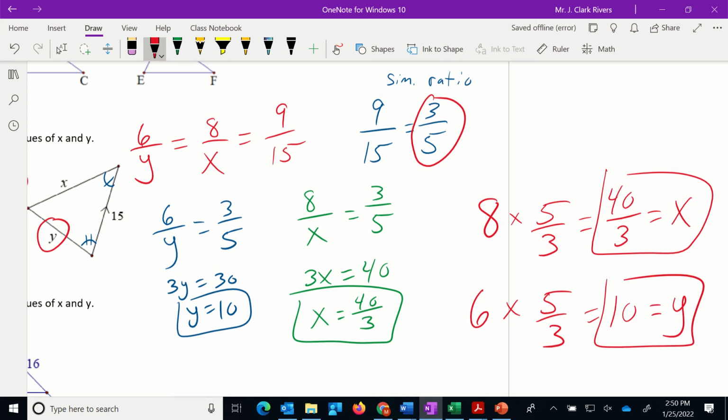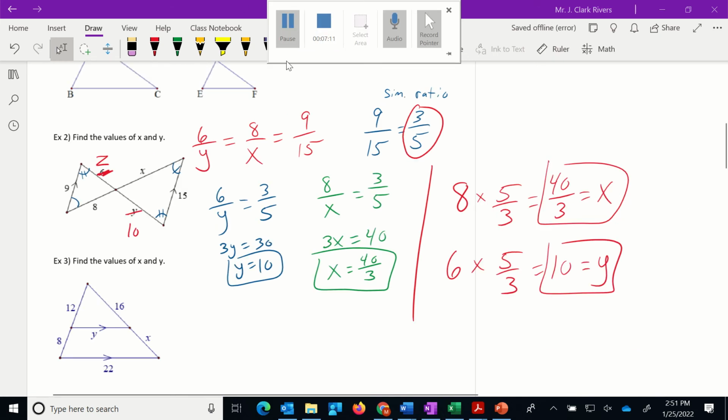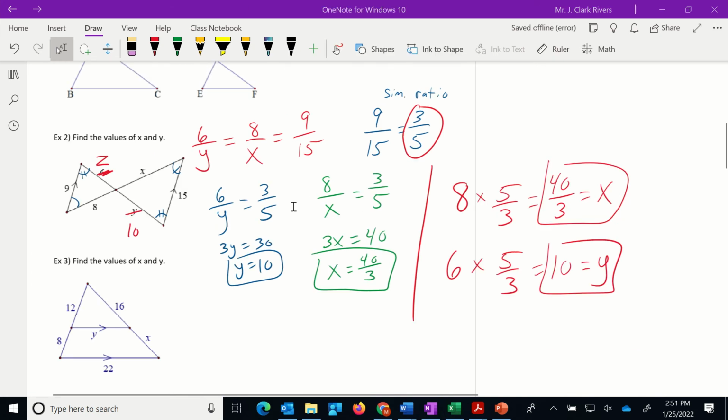So that's a little bit shorter, right? The similarity ratio can help you. You don't have to do it this way, but it's good to know it just in case, all right? All right, so we have 2 different ways to work that problem. I'm okay with either. Just make sure you support your work, whatever you do.